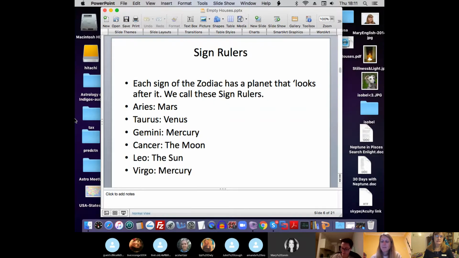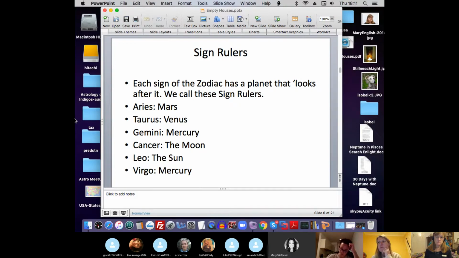Now, to understand the empty houses, we need to talk about sign rulers. So we've got 12 signs of the zodiac, and each sign of the zodiac has a planet that looks after it, and we call these sign rulers. So the planet that looks after Aries is Mars. The one that looks after Taurus is Venus. The one that looks after Gemini is Mercury. The one that looks after Cancer is the Moon. The one that looks after Leo is the Sun.